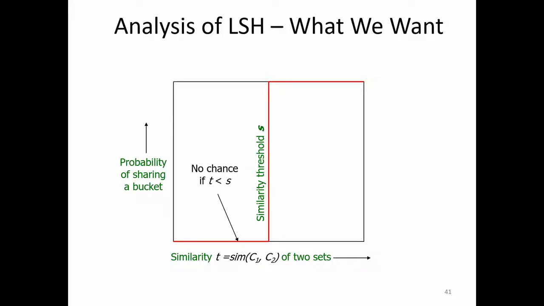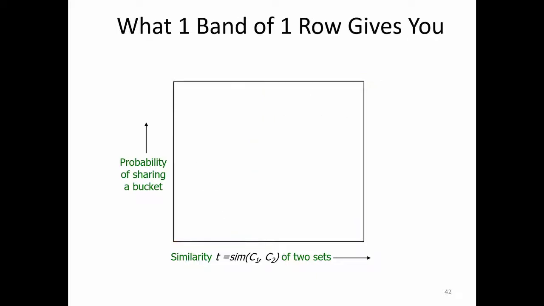Now, if you use just one band and one row, so if you just use one hash function, your curve looks like this, because your probability of sharing a bucket is the same as the similarity. That is the property of the min hash function. So if you use a min hash function, your curve looks like this.